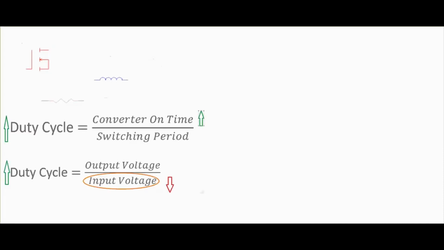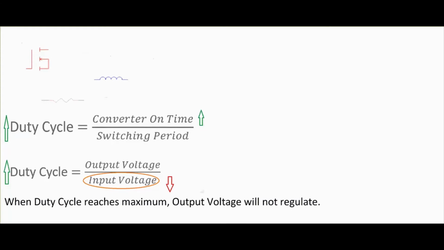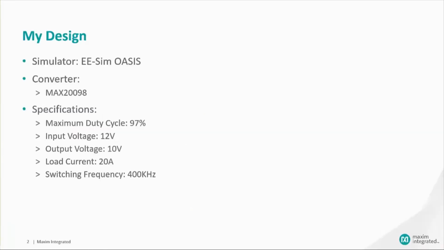The input voltage is affected by inductor resistance, high side FET resistance, and other parasitic resistance. These resistances will decrease the input voltage, which leads to a longer on-state and higher duty cycle. When the part's maximum duty cycle is reached, the available input voltage limits the output voltage that can be regulated. I will demonstrate the effects of the maximum duty cycle on the output regulation using EESIM OASIS.